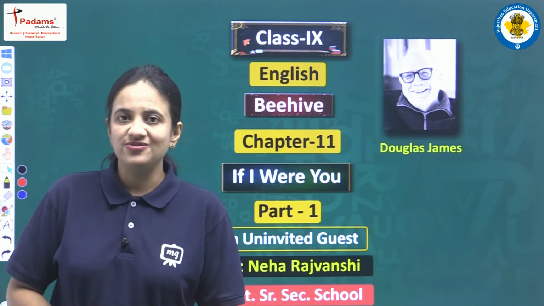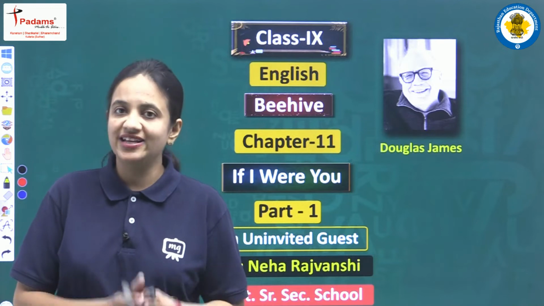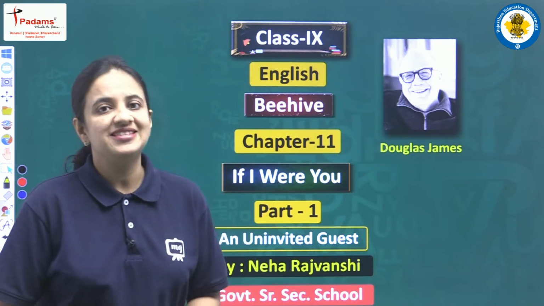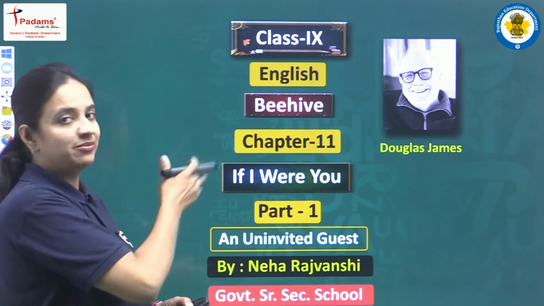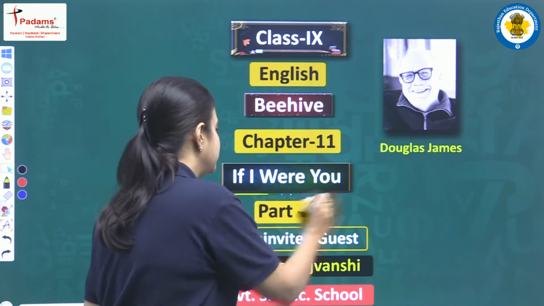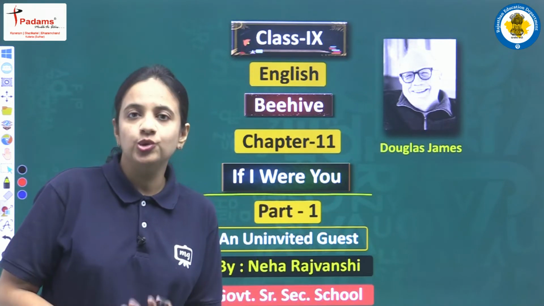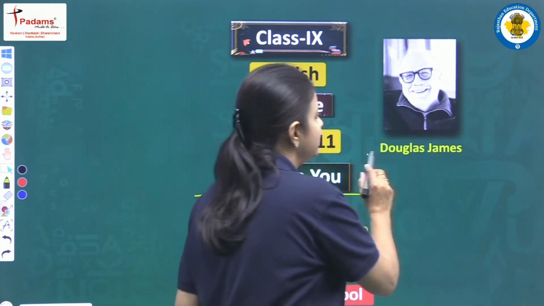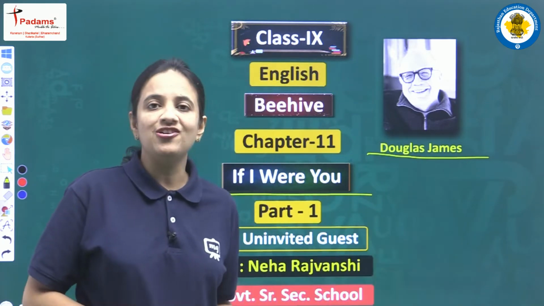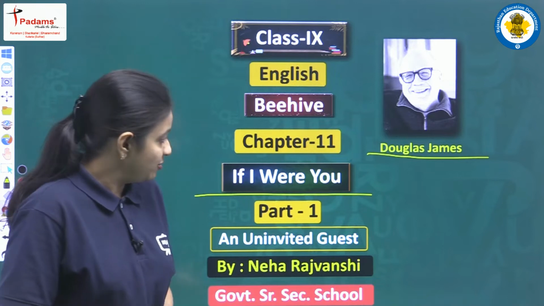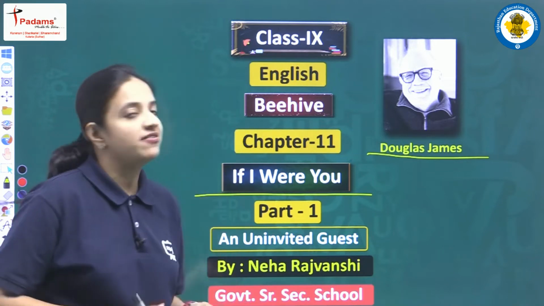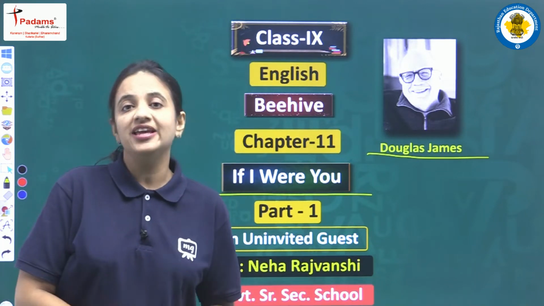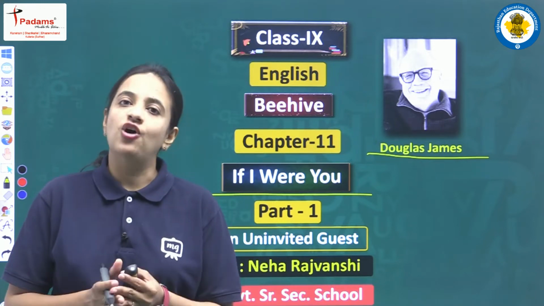So students, in today's video we will start reading our next chapter from the book Beehive, that is the last chapter from the book, chapter number 11, and the name of the chapter is If I Were You. This chapter is written by Mr. Douglas James. So he is the writer of this chapter. So students, let me tell you one thing: this chapter, If I Were You, is a play. So let's understand what play means.